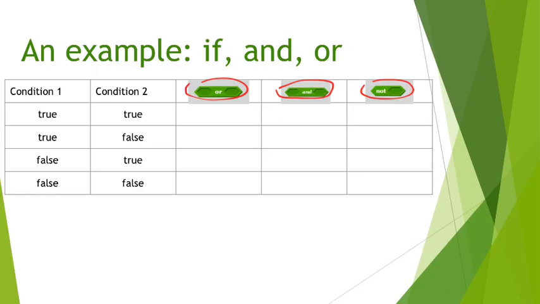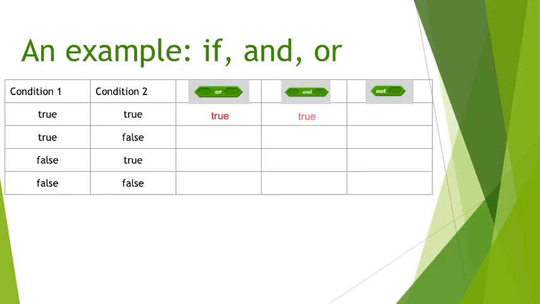So for example, the first one, we have condition 1 is true, condition 2 is true. Then we ask ourselves, if condition 1 is true or condition 2 is true, what's the outcome? And the idea with an or statement is if either one is true, then the answer is true. It evaluates to give you a true. And so you would fill in this little table and say that's true. Next one, if condition 1 is true or condition 2 is false. Well, as long as one of them is true, it's going to evaluate to true because it's an or statement.